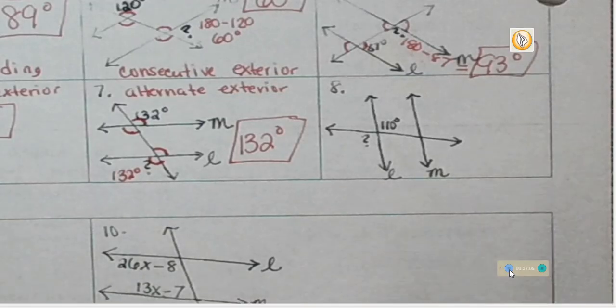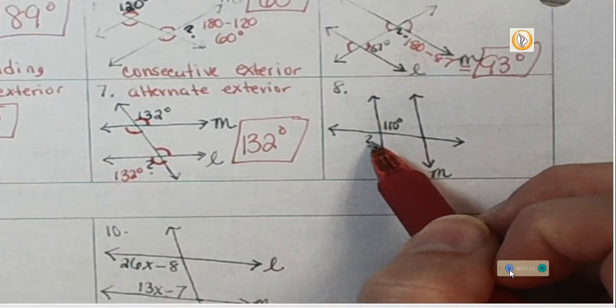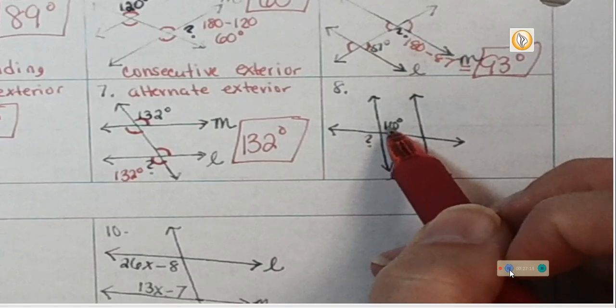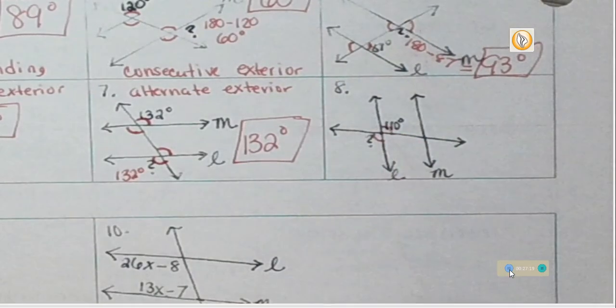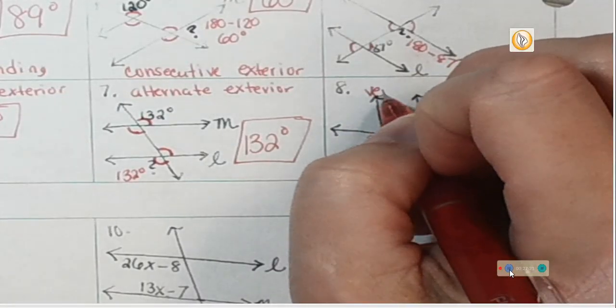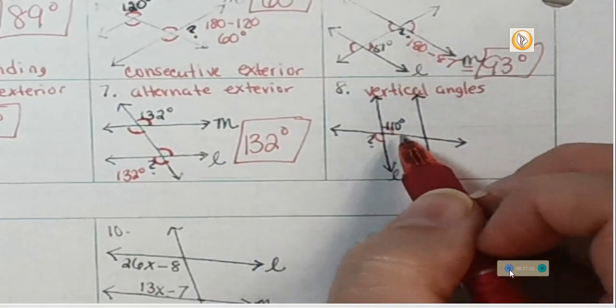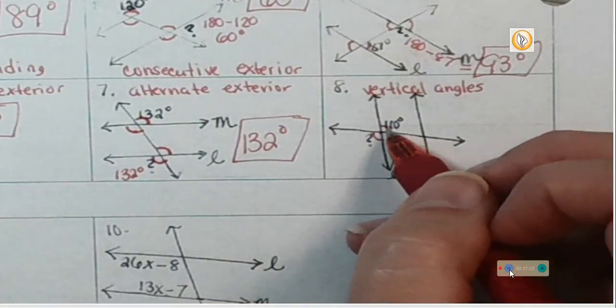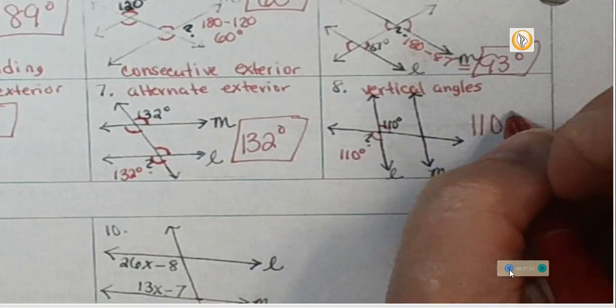Number 8. When I look at number 8, I have 110 and I have this angle. What do I know about these two because they share a vertex? They're equal and they are vertical angles. So if this is, what is that supposed to be? 110 degrees.